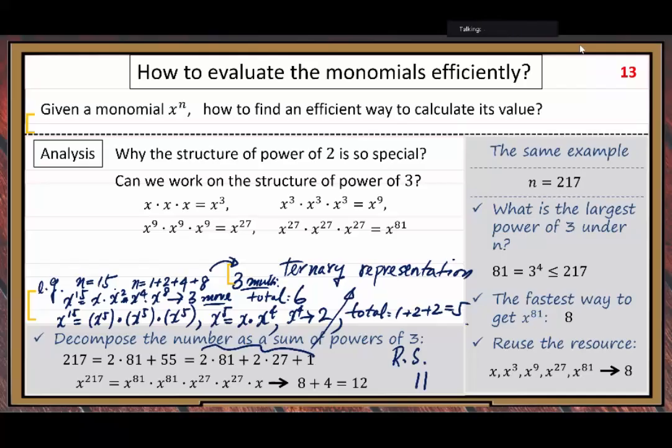So after we see all these examples, now I want to ask you our previous question another time. What is the fastest way to calculate any given monomial? Do you have an idea? What is the fastest algorithm to calculate any given monomial? So you can think about it. Here, I do not tell you the answer. Think about the problem.